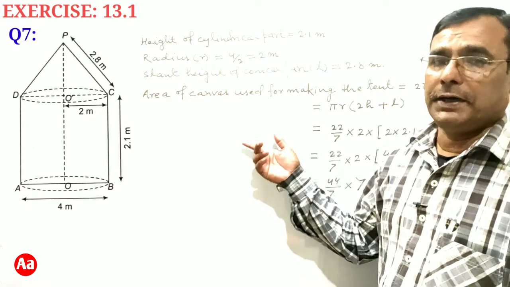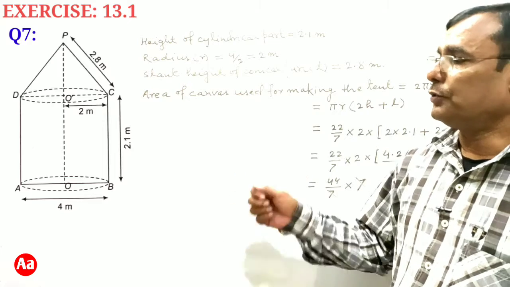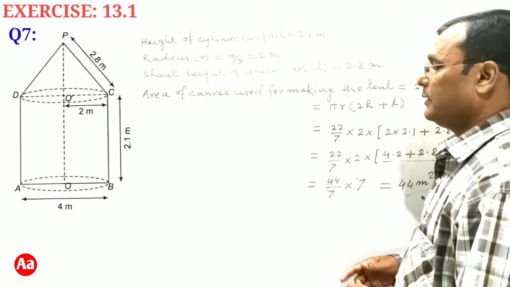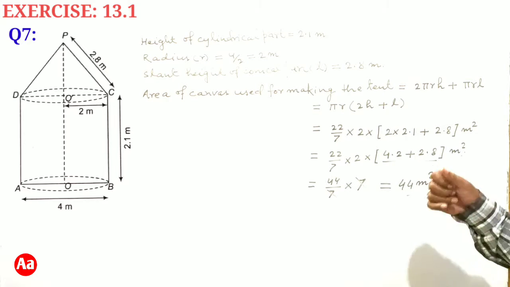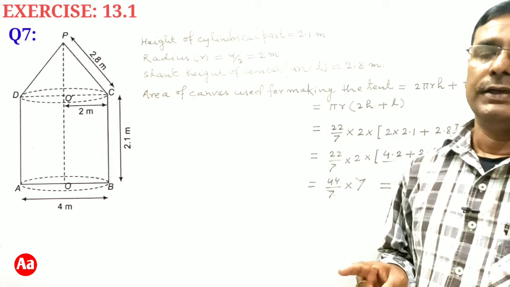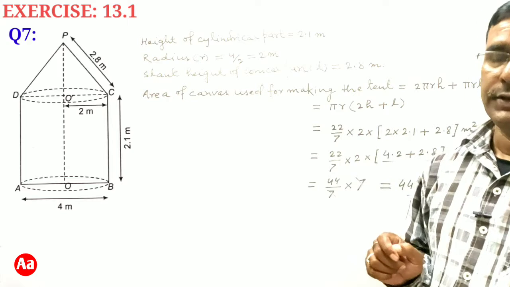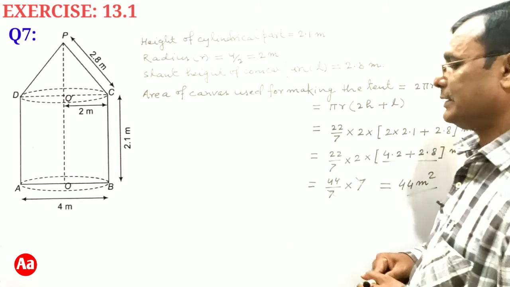We also have to find the cost of canvas at the rate of rupees 500 per meter square. The surface area, or area of canvas used for making the tent, we have got as 44 meter square, and the cost of 1 meter square of canvas is rupees 500. So, what is the total cost of canvas used for making the tent?